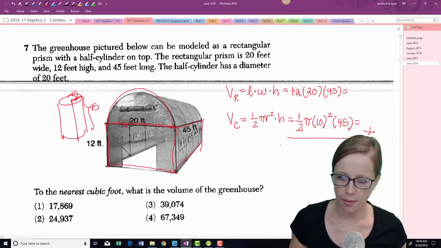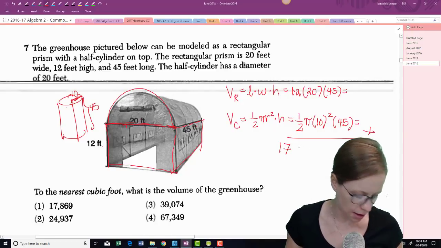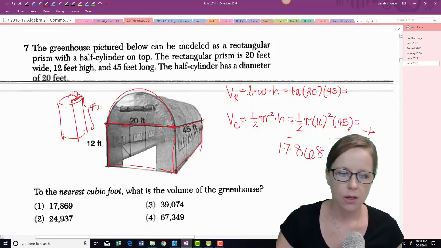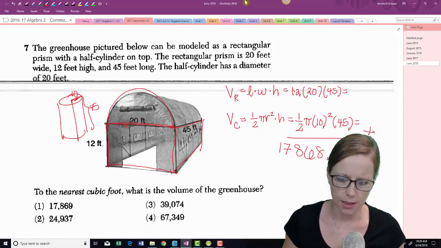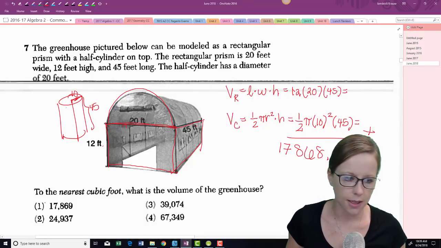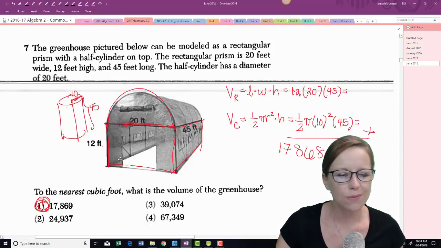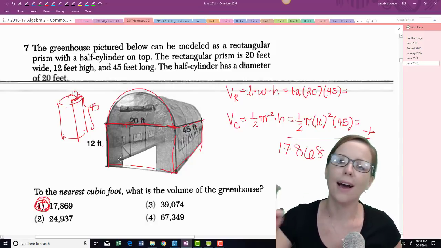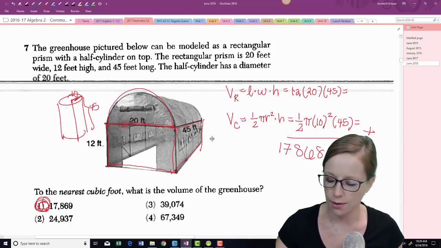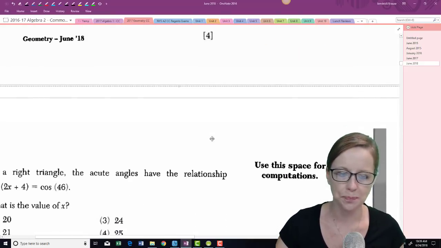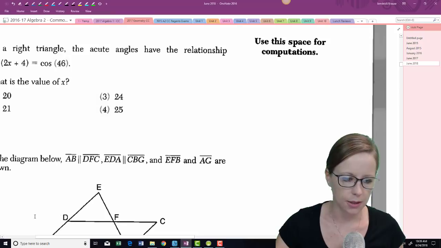17,868.583. So, oh, that's an easy one. I thought it was going to be close. It's not. It's right here, near his foot. Not bad. The only trick there was the height was 45, and you had to think about how the picture was drawn. All right.